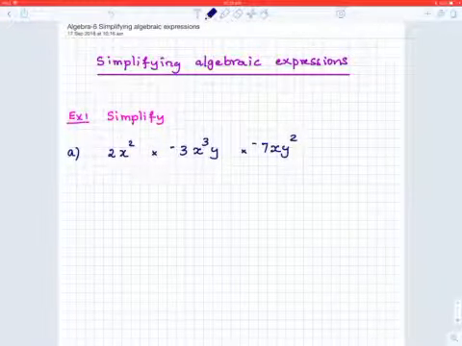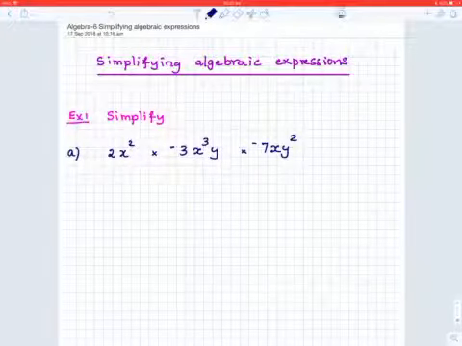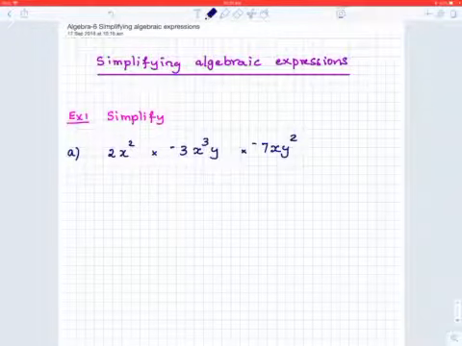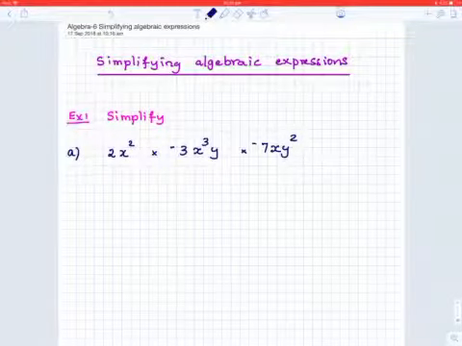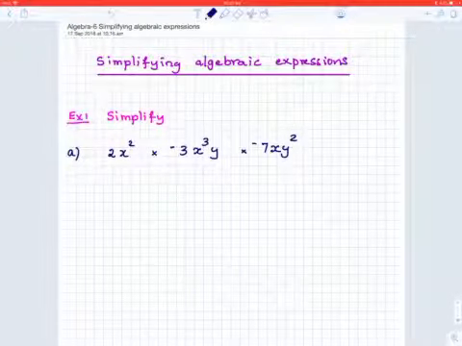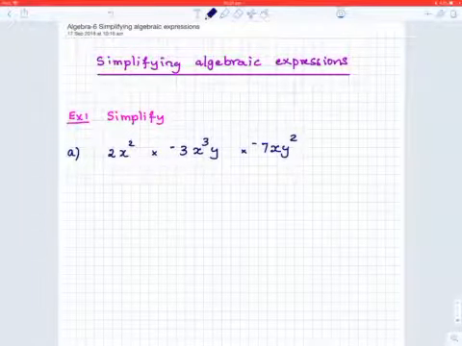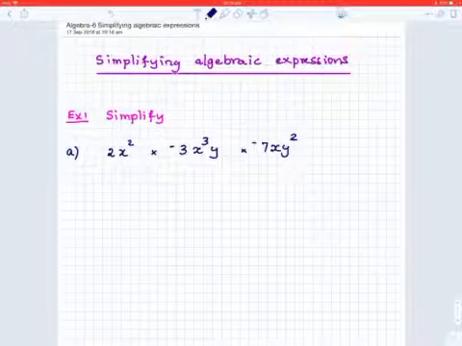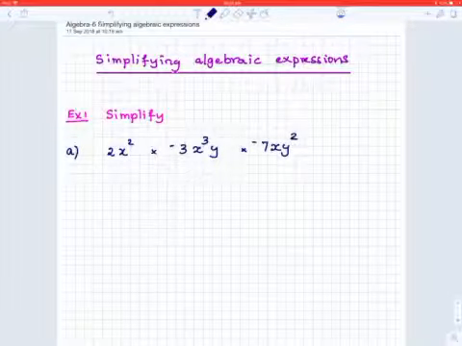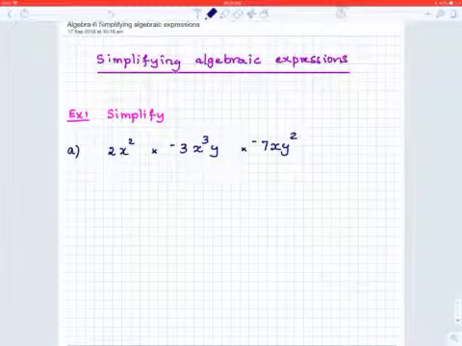Hello and welcome. Today we are doing some questions on simplifying algebraic expressions. Today we are going to multiply algebraic terms, multiply or divide, or a combination of both. Okay, we start with a simple question. Simplify 2x squared times minus 3x cubed y times minus 7xy squared.